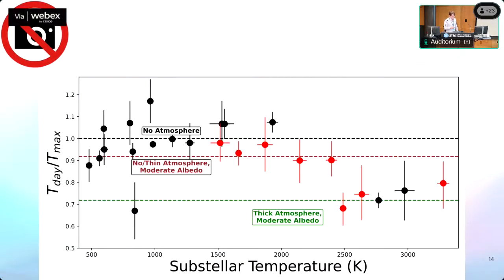Yeah, so you can see here. So here I'm plotting all of the previous observations and then our lava lamp sample in red. And you can see here that we're beautifully capturing this transition from a bare rock or thin atmosphere like thermal emission to potentially a thick atmosphere. And it does seem like maybe there's this critical transition temperature of about 2,500 Kelvin when these atmospheres start becoming common.